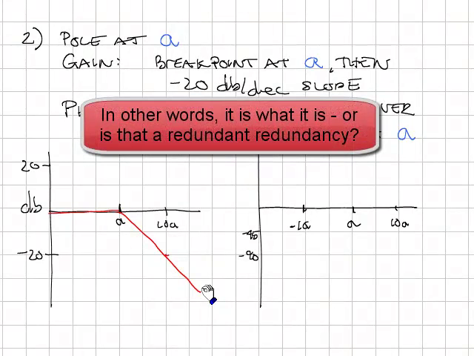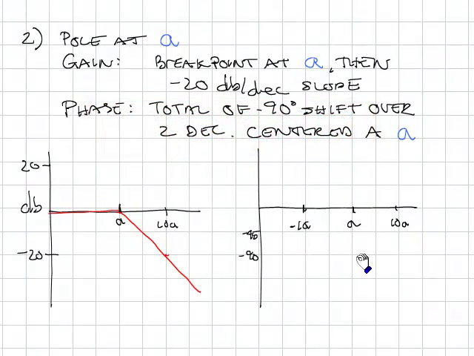In terms of the phase, it is centered about A, a total phase shift of 90 degrees, and it's spread out over 2 decades. So it starts at 0.1 A, 0 up to there, 90 degrees at 10 times A. That's the straight line approximation. Usually people put a little curve in it. It does something more like that. So this is for a pole at A.